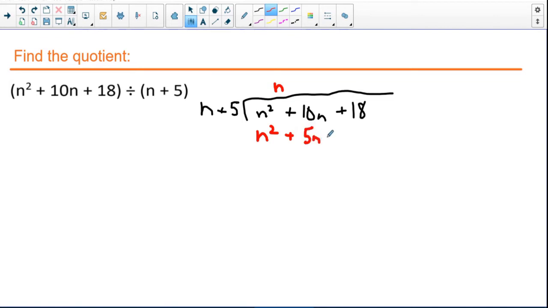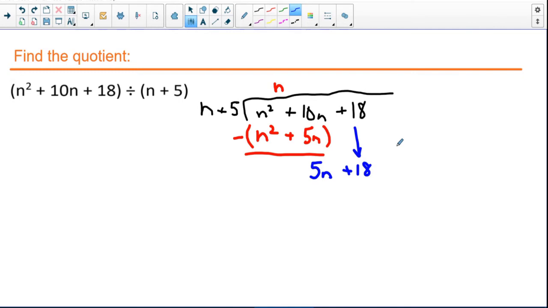All right. And just like before with the long division problem, I'm just going to subtract this from the top. And I like to put parentheses in here because it reminds me that I need to distribute the negative sign. So n squared minus n squared, it's just 0. That's going to cancel out. But 10n minus 5n is going to be 5n. And we just bring down the next term. So 5n plus 18.